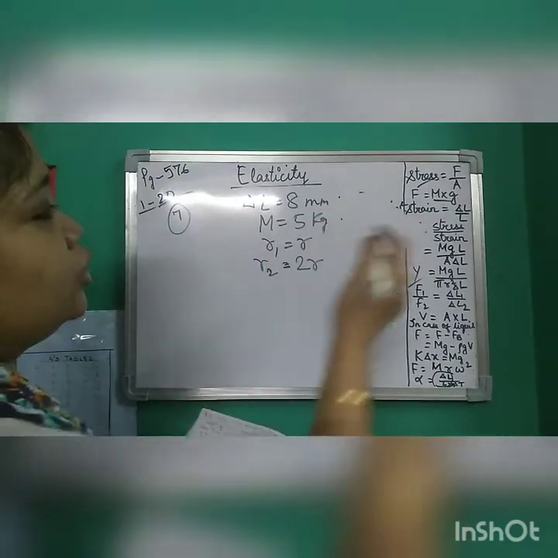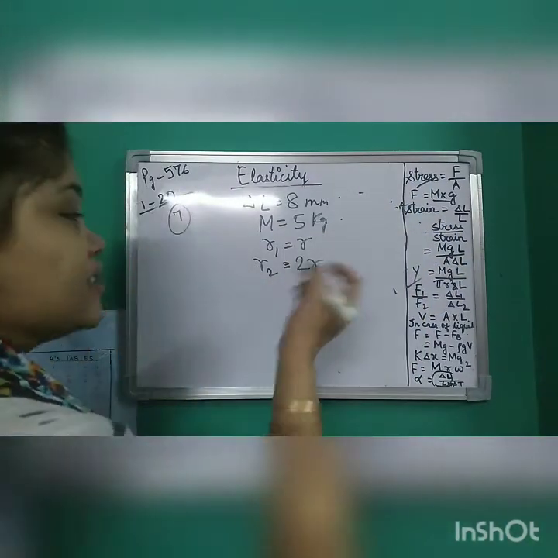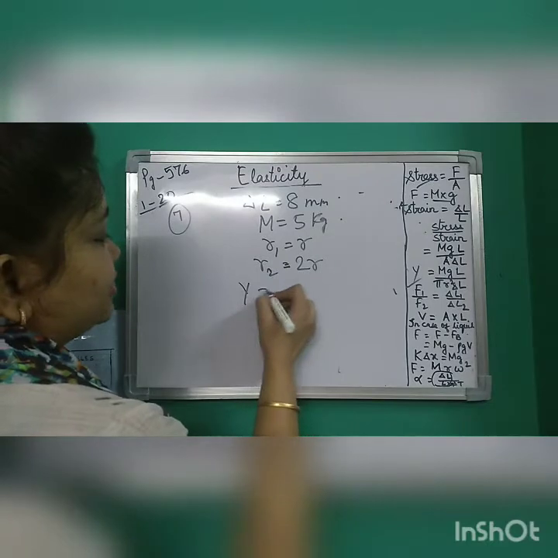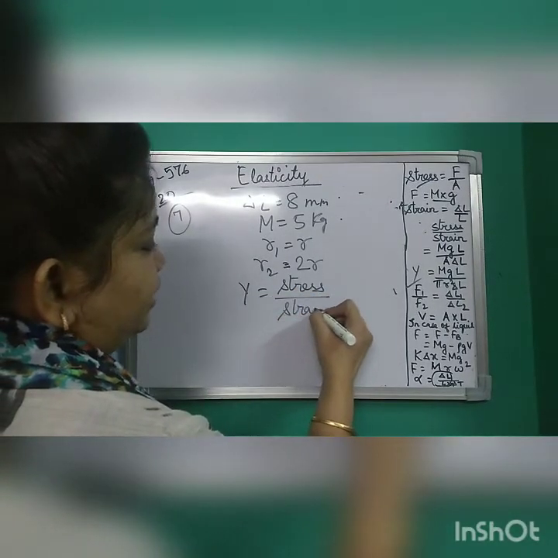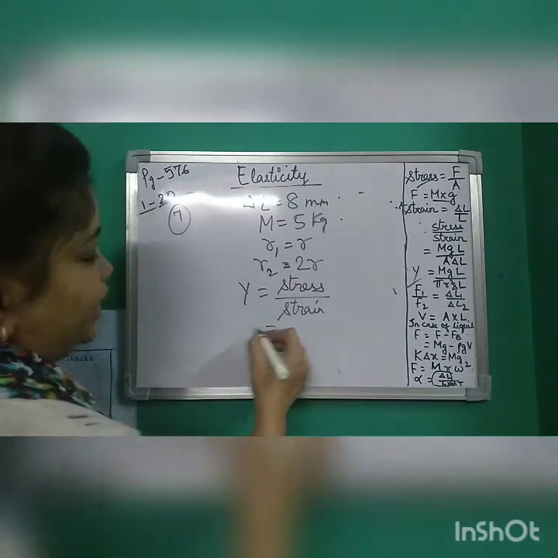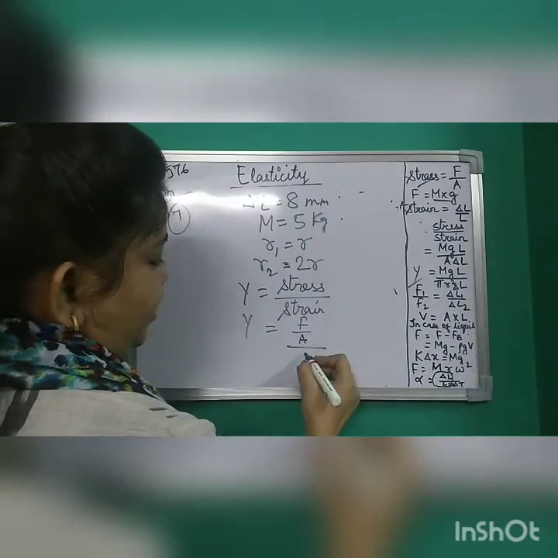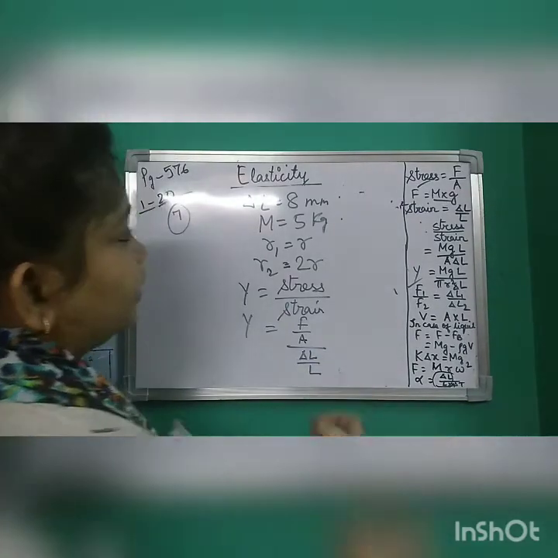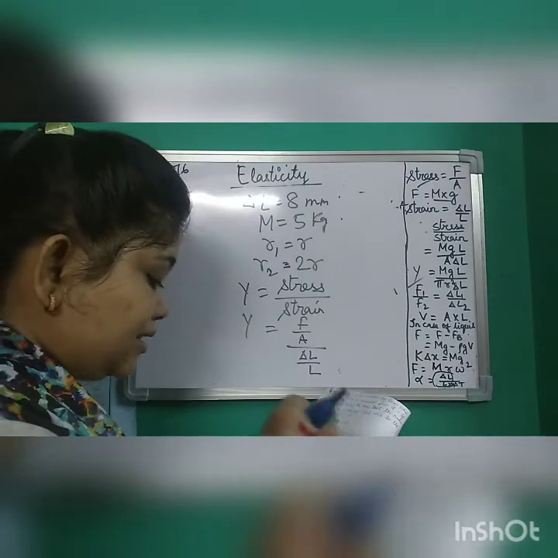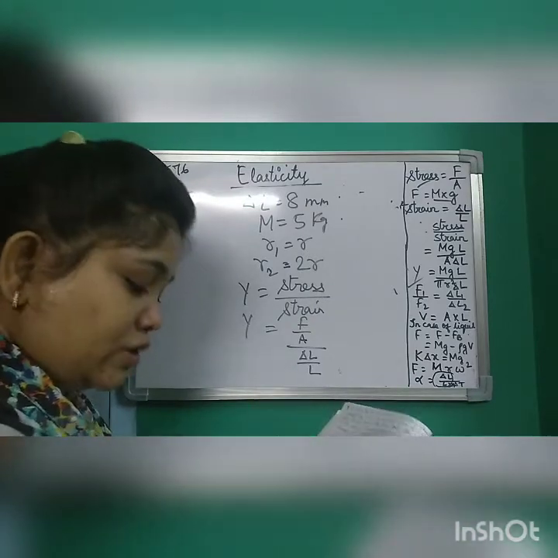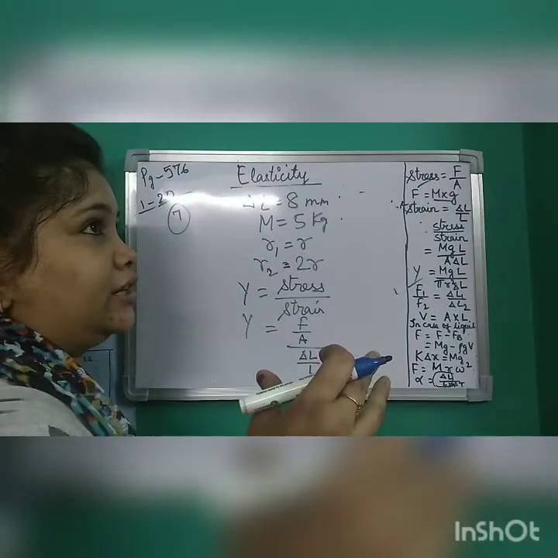So you know that stress. Here we have to use the formula of Young's modulus only. What is the formula of Young's modulus? It is stress by strain. And what is this stress? It is nothing but F by A. Strain is delta L by L. So what you have to find out? You have to find out the increase. That means you have to first find out the force, and from there find out what it will be if the radius is doubled.